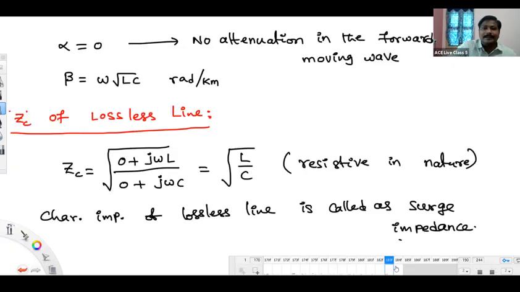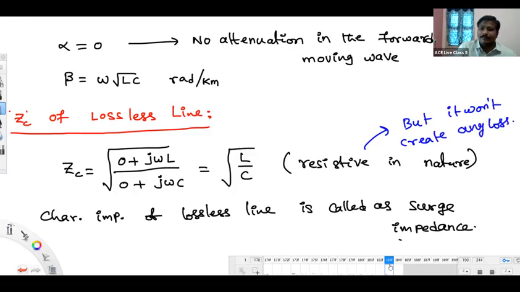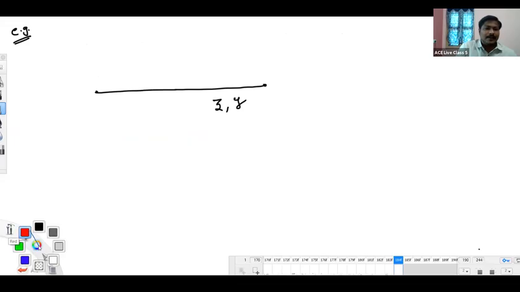So you write that statement here: resistive nature, but it won't create any loss in the transmission. All of you kindly listen here to what I am saying. Don't confuse.